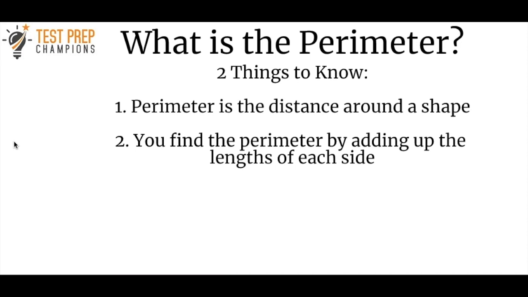There are two main things that you have to know about the perimeter. The first is the definition. What is the perimeter? Well, the perimeter is just the distance around a shape. And we're going to look at some examples of what I mean in just a second.